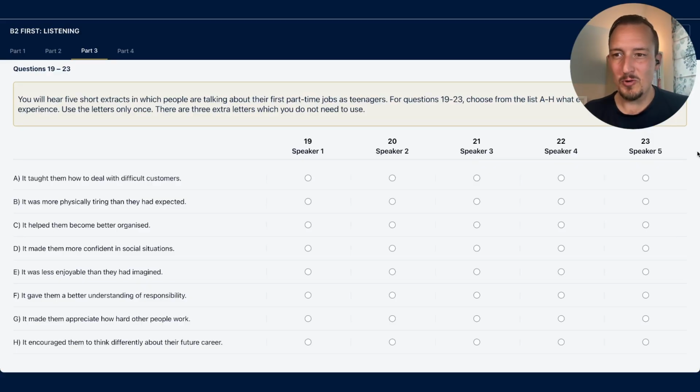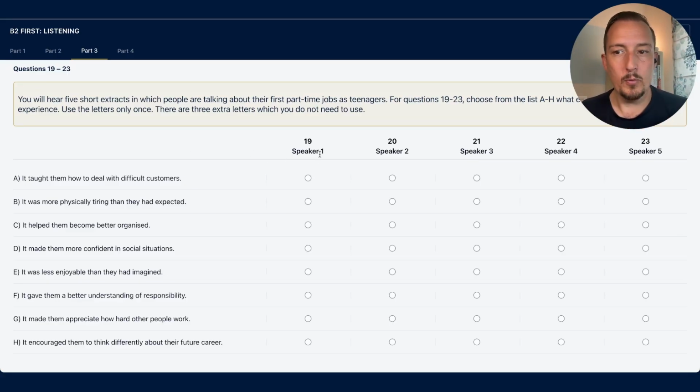Okay, so let's go through the structure of listening part 3. Now, in this part of the listening paper, you will hear 5 short extracts, and those extracts will last about 30 seconds, and there will be 5 speakers in total. You're given a list of options to choose from A to H, and you need to decide which person is talking about which option. Now, there are 3 options that you will not need to use, so you'll only need to use 5 of them. Okay, and remember, no option is repeated.